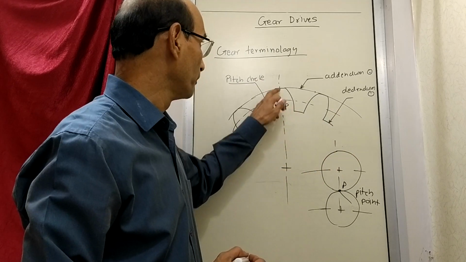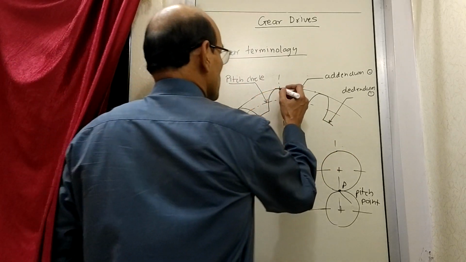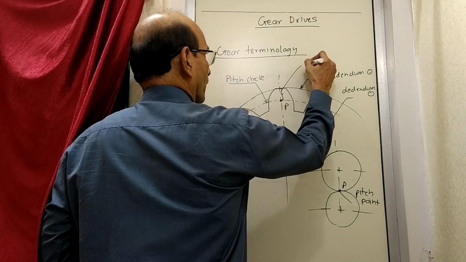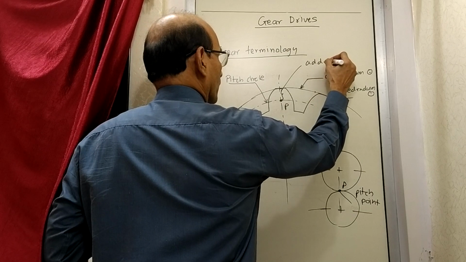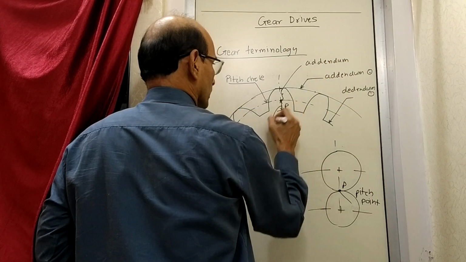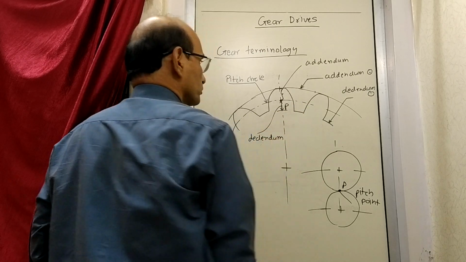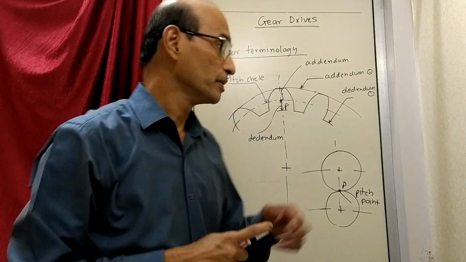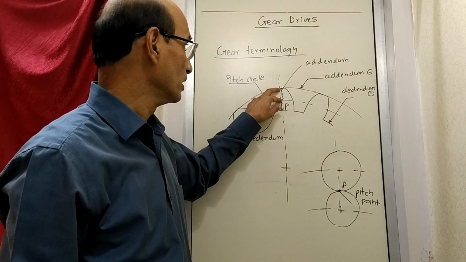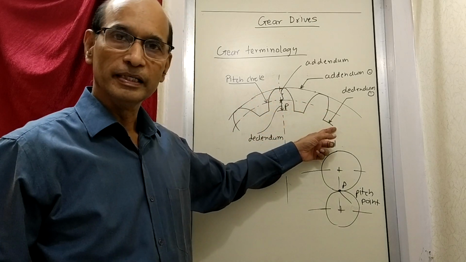The distance above the pitch circle up to the highest point is the addendum. So this much distance is called the addendum. Similarly, the distance on the other side is called the dedendum, the distance from the pitch circle to the root of the tooth. Here is the addendum, the addendum circle, the pitch circle, and the dedendum circle.